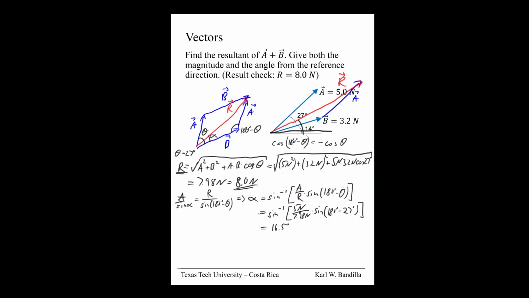Because we still need to take into account this part right here, right? So let's say our overall angle, beta, would then be alpha plus 14 degrees. So that'd be 16.5 degrees plus 14 degrees, which would be 30.5 degrees. That would be beta. So with that, we found the magnitude and the direction of our resultant based on the two vectors A and B.